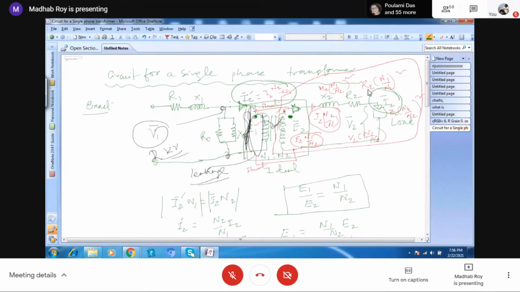Am I right? Got it? Or I can do it again. The direction of the secondary current and the direction of the primary current are opposite in the windings. Am I justified for that? Or I can discuss it from the equivalent circuit itself.